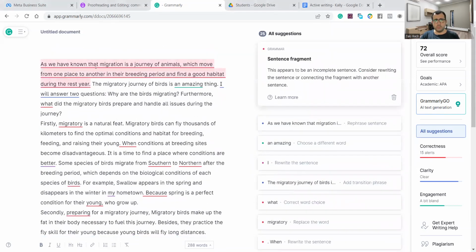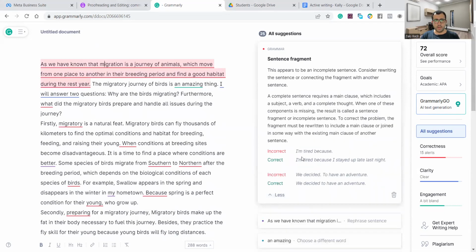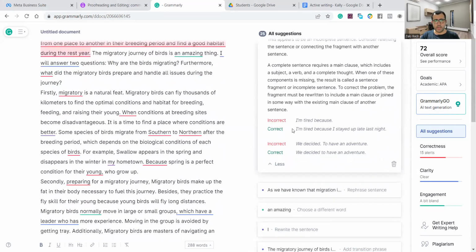So this is a tool. As we have known that migration is a journey of animals, which move from one place to another in their breeding period and find a good habitat during the. This is a sentence fragment. This appears to be an incomplete sentence. Consider rewriting the sentence or connecting the fragment with another sentence. And here it gives you some examples. I am tired because what? You need to continue your sentence.